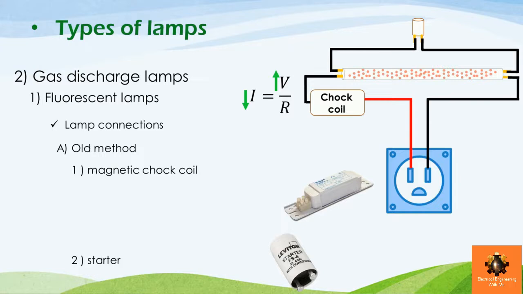As we know, the current equals the voltage over the resistance, so when the current decreases using the choke coil, the voltage will increase to the required level. So that's the job of the choke coil.